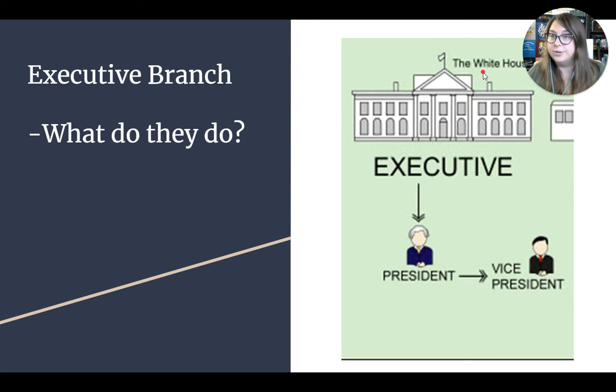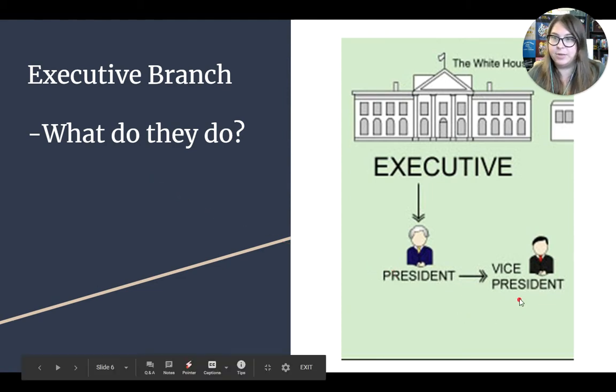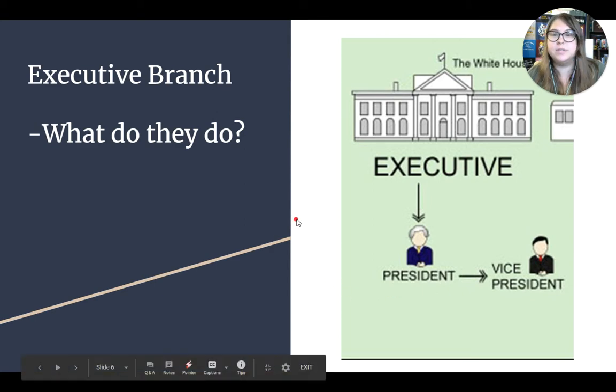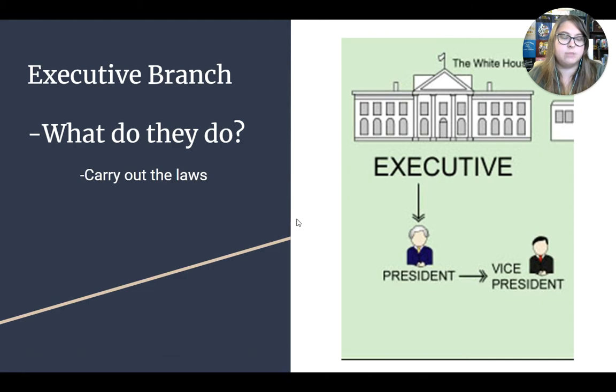So we want to think, who lives in the White House? The president. So the executive branch is made up of the president and the vice president. And what we don't see here are all the other departments that are involved in the executive branch. So the reason that the executive branch needs a whole bunch of departments is because it is their job to carry out the laws. You're going to execute something. You're going to do it. So it is the job of the executive branch and the president to make sure that the laws the legislative branch creates are carried out and enforced correctly.